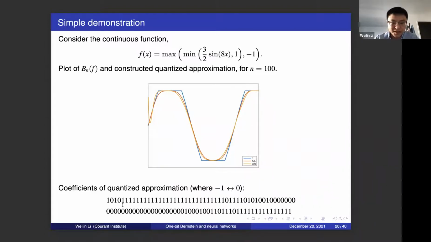And for fun, you can actually write down a binary representation of this function. So to make it look prettier, if we swap out -1 with 0, then this string of length 101 are its quantized Bernstein coefficients. So you can think of this as a binary representation of this function up here.